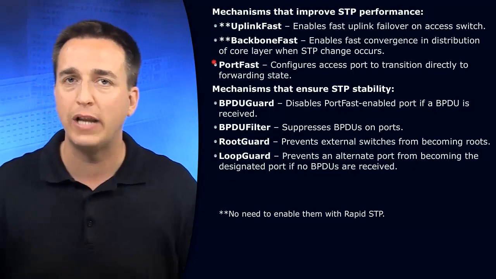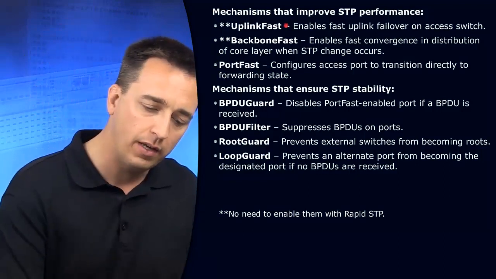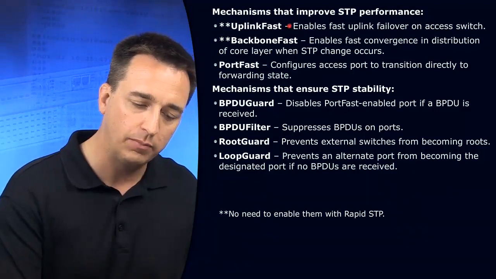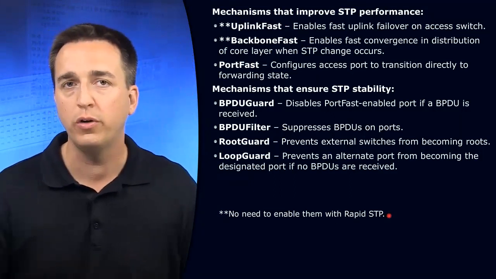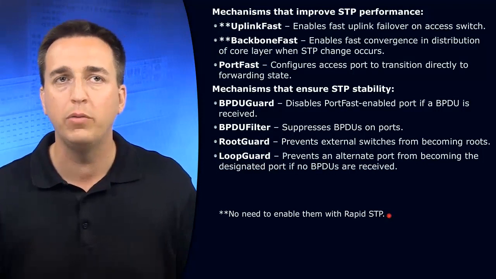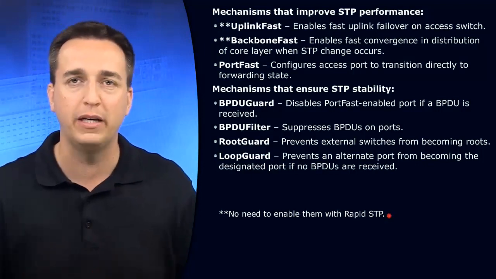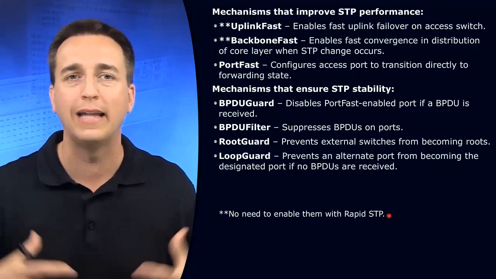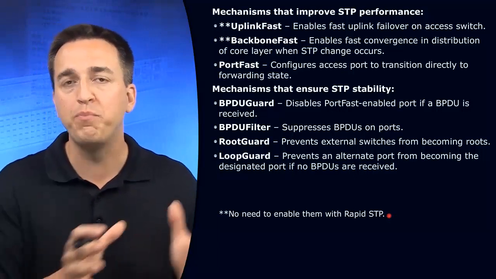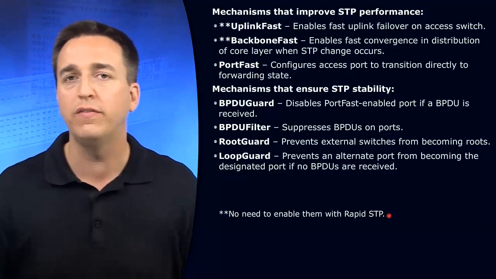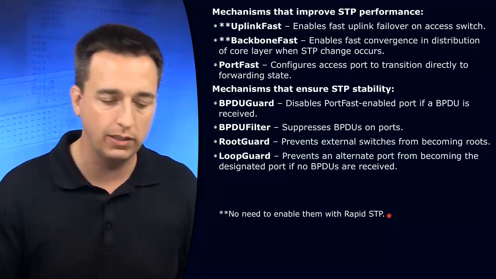that transition happen. Notice here that some of these features, like uplink fast and backbone fast, are baked in to rapid spanning tree protocol. So you will not have to enable uplink fast or backbone fast with rapid spanning tree protocol. It's already part of the overall algorithm of rapid spanning tree protocol. However, if you're running 802.1d, uplink fast and backbone fast, you may want to consider.